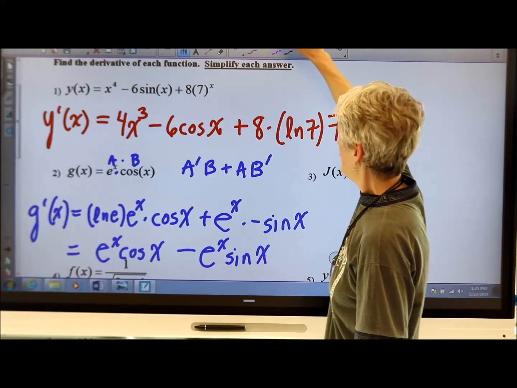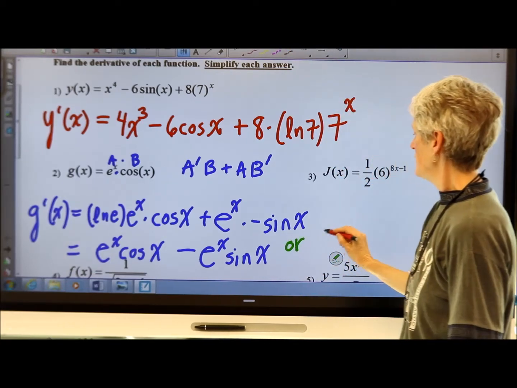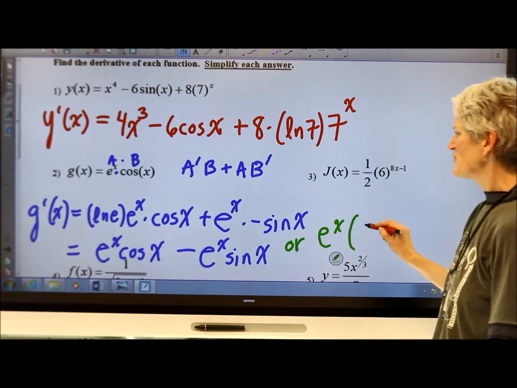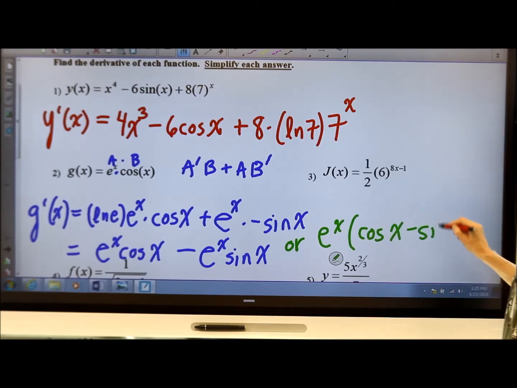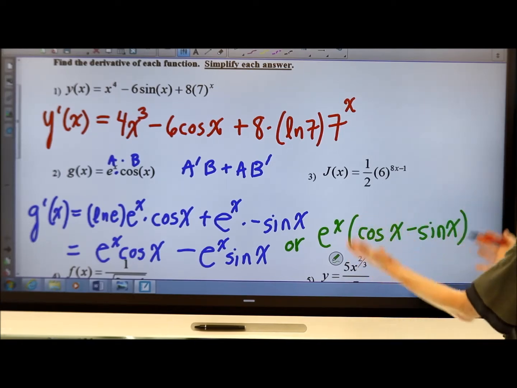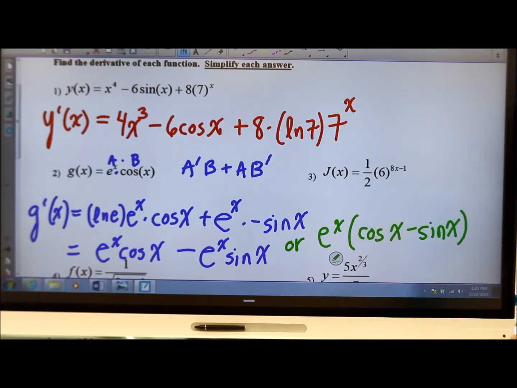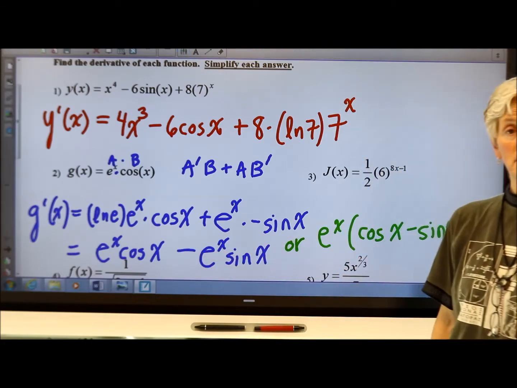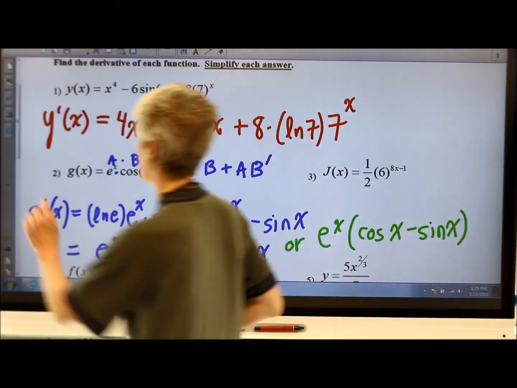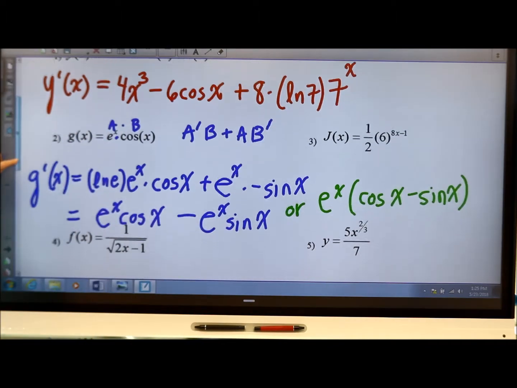But if you want to, you could also, which we sometimes do, factor out the common term. Often after we take derivatives, we factor out the common term just so we can look at it a little more easily. But either one of these would be considered fully simplified. Okay, are we having fun? I know I'm having fun.